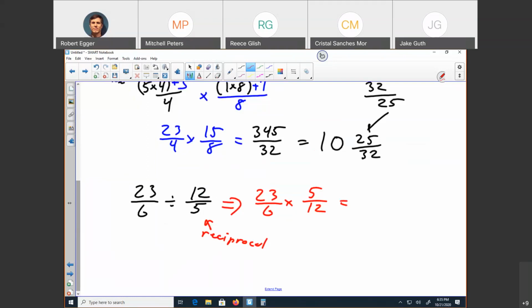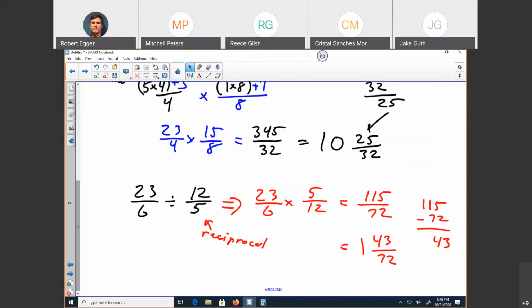So let's begin with 115. 23 times 5: 20 times 5 is 100, 3 times 5 is 15, 100 plus 15. And 6 times 12 is 72: 10 times 6 is 60, 2 times 6 is 12, 60 plus 12 is 72. And this way you can pretty much eyeball 1. And what's 115 minus 72? 43. Wow, got all these prime numbers all the time. How do I manage that? 4 and 3 is 7, 4 and 7 is 11, yeah.